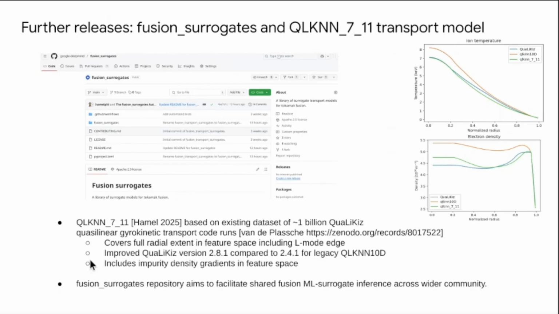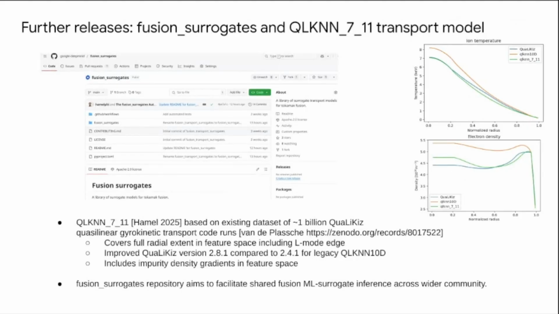With the improved agreement with the ground truth, the Fusion Surrogates repository is not a very large library at the moment, but it aims to facilitate how to share these ML surrogates. It's like an inference library. QuaLiKiz lives there. We already have some contributions from UKAEA, a TGLF neural network inference code.